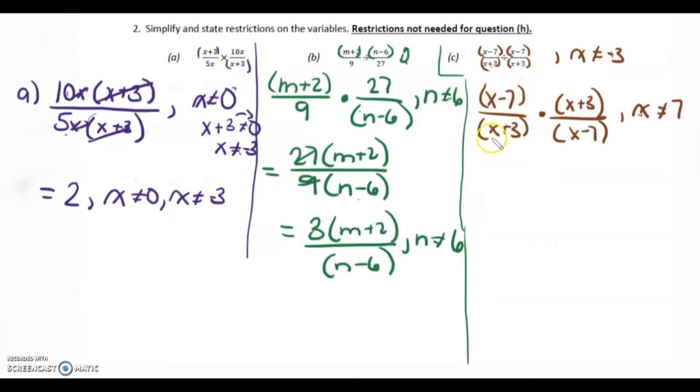You can technically write these beside each other. Since they're all bracketed, I don't find that necessary. I feel like I can just cancel them out, and they cancel out to 1. 1 such that x does not equal -3 or 7. And because we're just talking about x, we can list them with a comma.